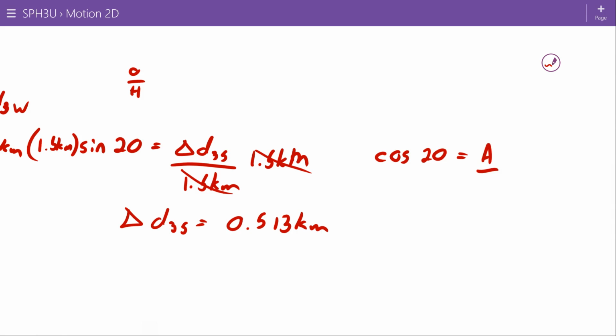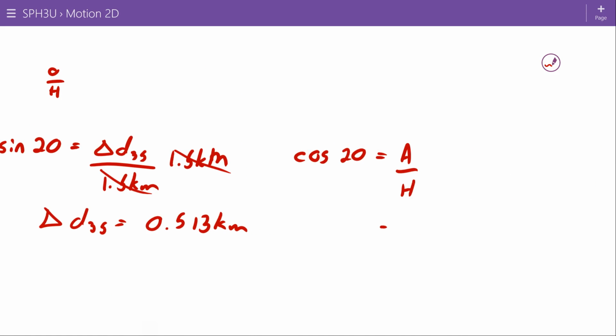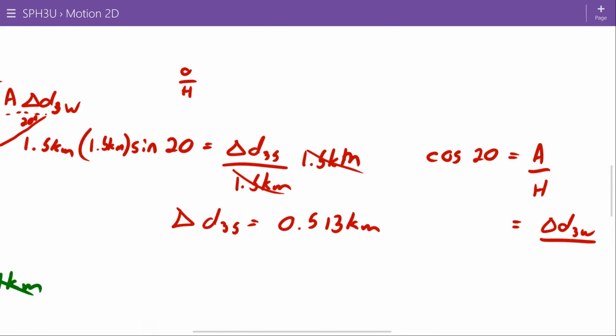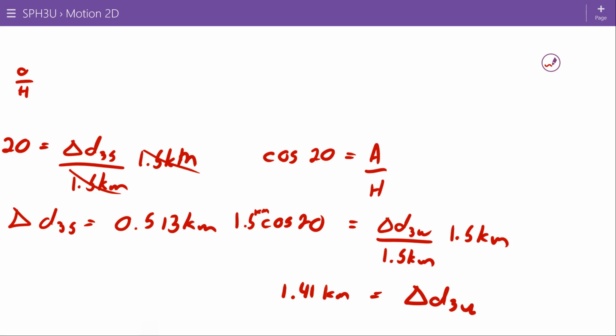which is adjacent over hypotenuse. The adjacent here being D3W over 1.5 kilometers is equal to the cosine of 20. Multiply both sides by 1.5. I got 1.41. 1.41 kilometers, and that's your delta D3W.